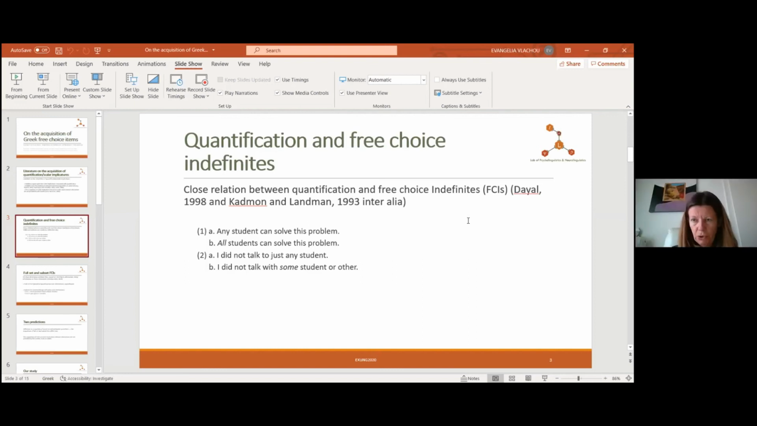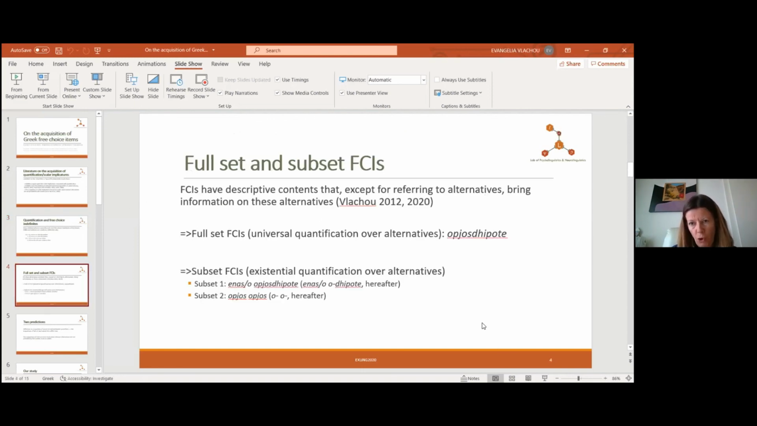There are morphological differences. Subset FCIs have, for example, a determiner, either the definite or the indefinite, and subset FCIs also use a different item. So it's opios kopios instead of opios dipote. Full set FCIs do not have a determiner. So there are differences, okay? However, these differences at this stage, at least, are not enough to make children distinguish between the two. Right. Interesting. Thank you.